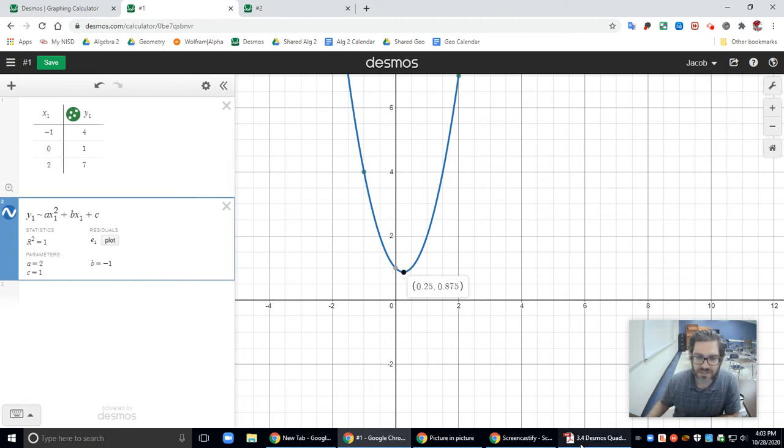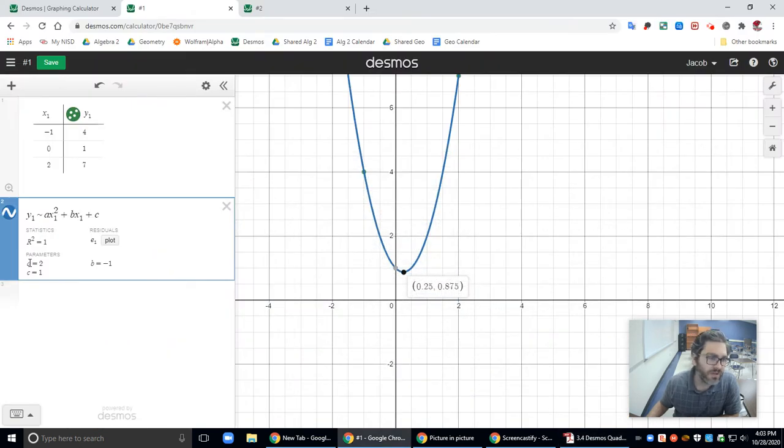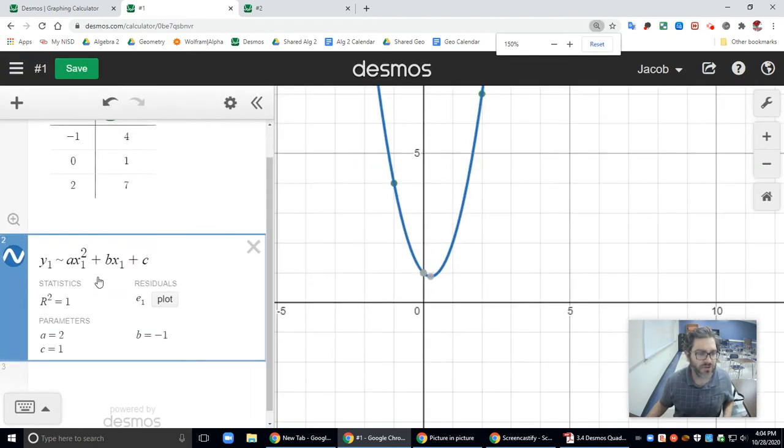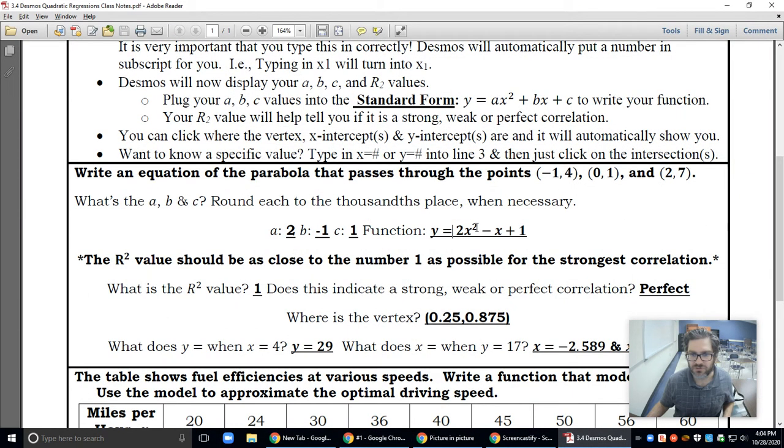So I'm going to write this down for my vertex. And I kind of skipped over this function part, didn't I? My function, you'll see where it says parameters right here. Those are your coefficients for your function. If a is 2, you're going to have 2x squared. If b is -1, you're going to have minus 1x or minus x. And if c is 1, it'll say plus 1 at the end. So I wrote that down right here, y equals 2x squared minus x plus 1.